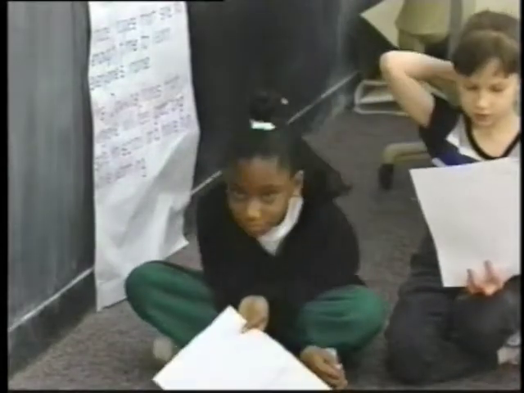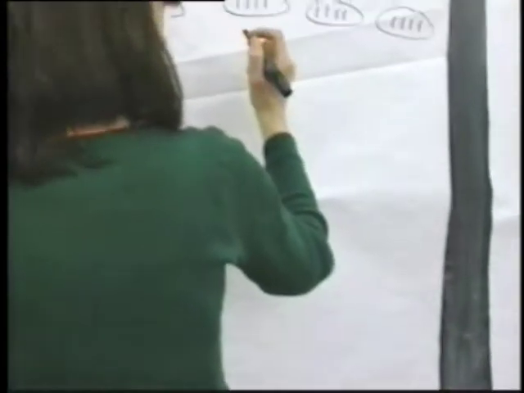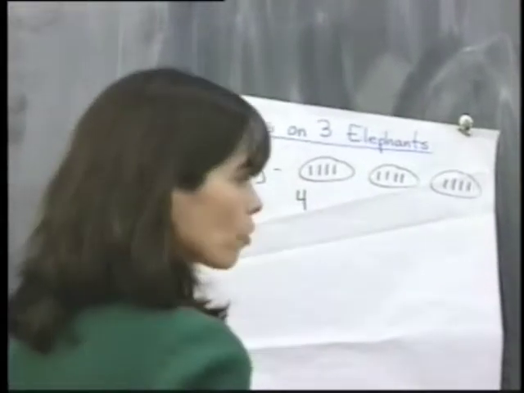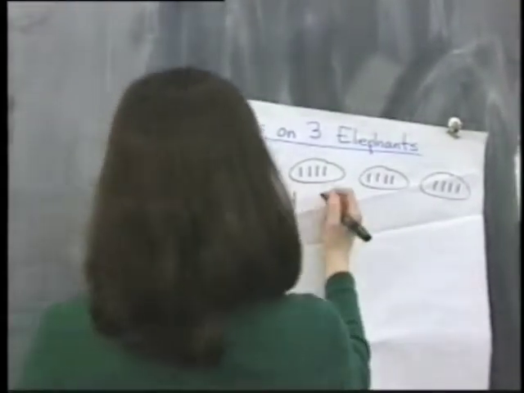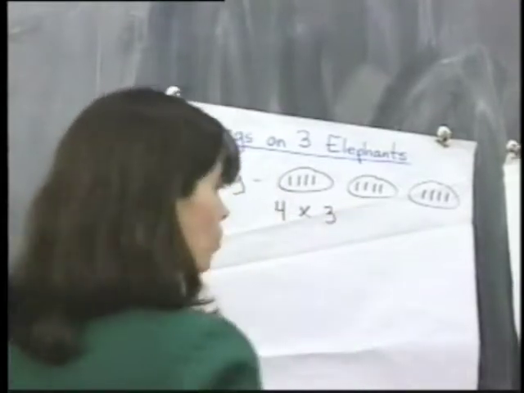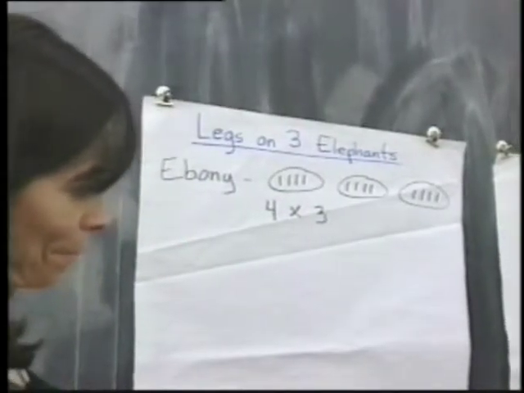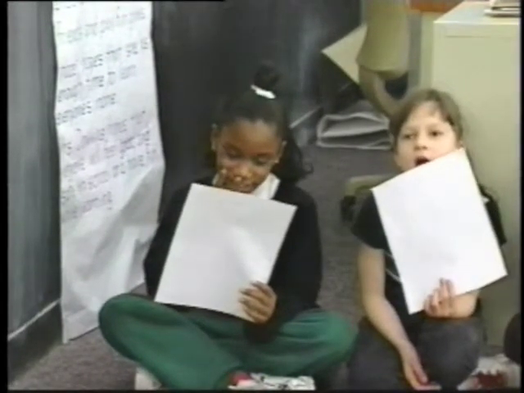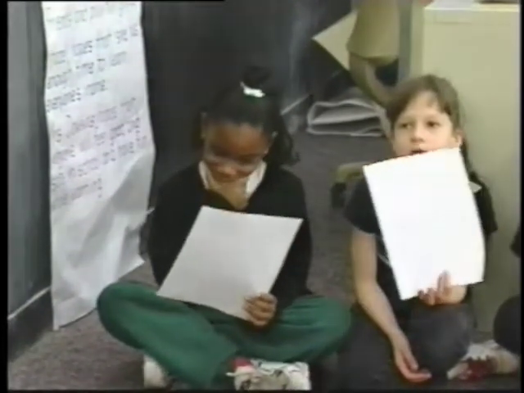Okay, so when you say 4 times 3, first you start to say 3 times 4? Yeah. Does it matter? No. So which one do you want me to put down? 4 times 3. Okay, so what does the 4 stand for in your number sentence? 4 legs. And what does the 3 stand for? Circles. And what are each of these circles supposed to be? Elephant. Okay. And you came up with 12 legs altogether.